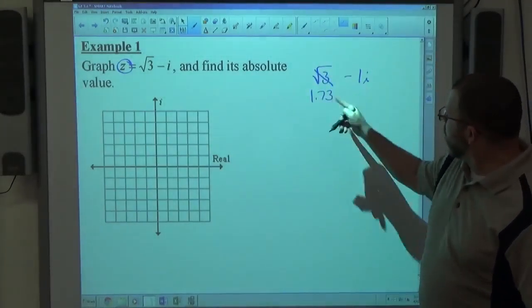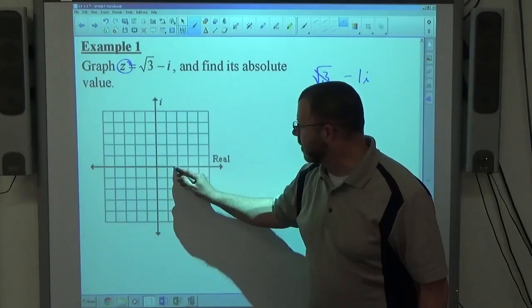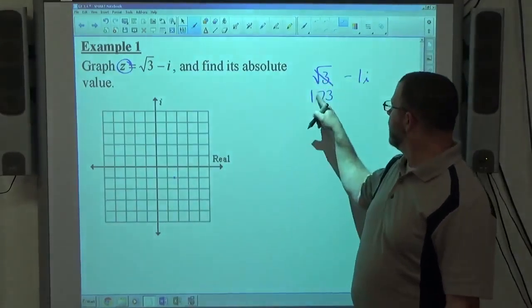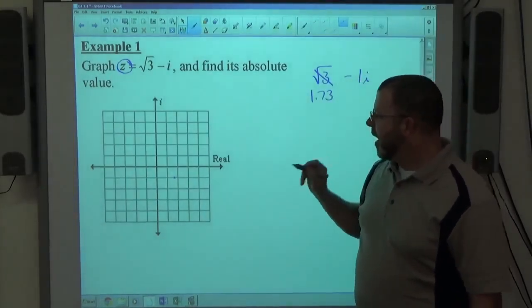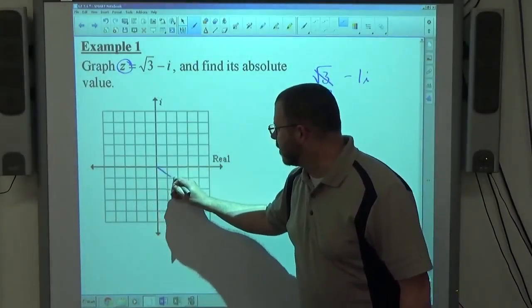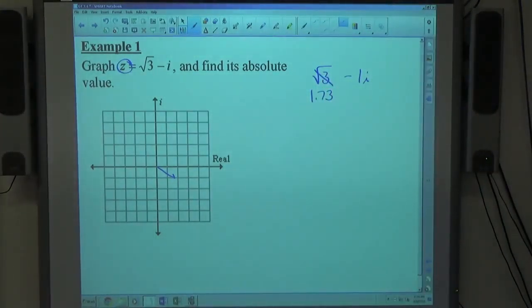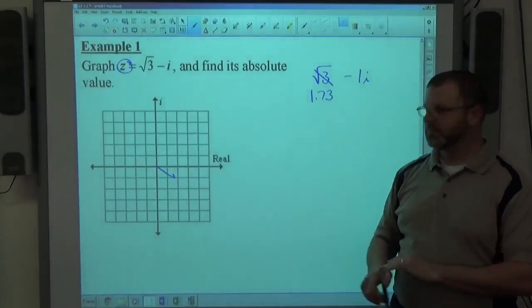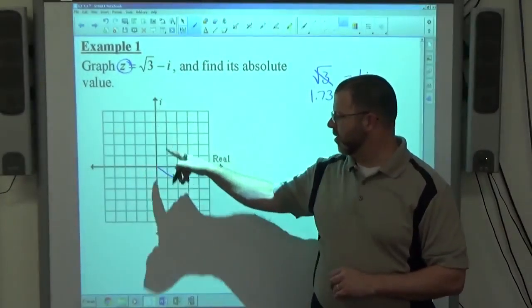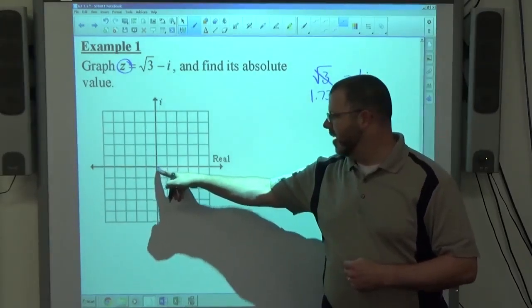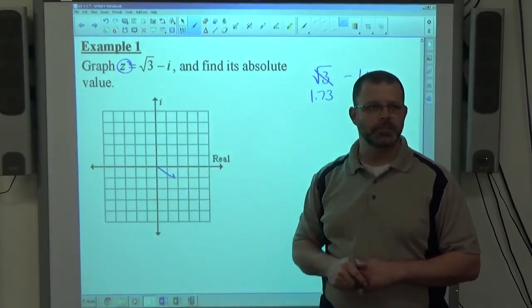All right, so 1.73 real is right here. Minus 1 imaginary is right here, so I would graph that point to represent these coordinates. And then I'm going to draw a vector to represent the complex number. Again, complex numbers are vectors every time. That's how you graph a complex number. Real axis horizontal, imaginary axis vertical. Go the correct real distance, go the correct imaginary distance with the right sign, and then create a vector from the origin to that point.